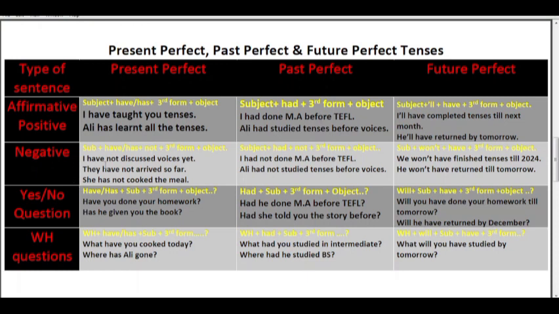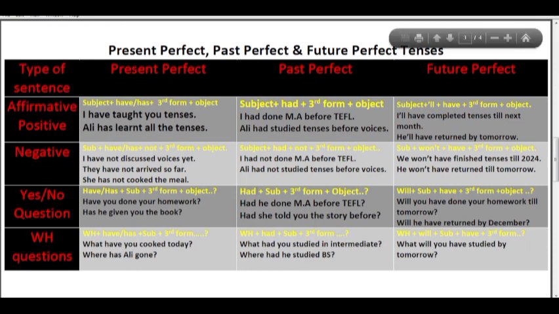For making negative sentences in present perfect tense, we introduce not after has and have, and the rest of the structure is followed. For example, I have not discussed voices yet. They have not arrived. She has not cooked the meal.